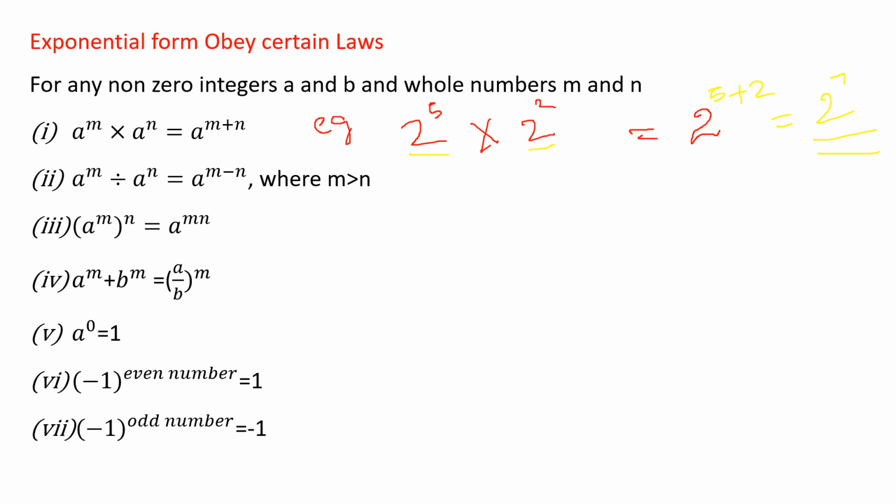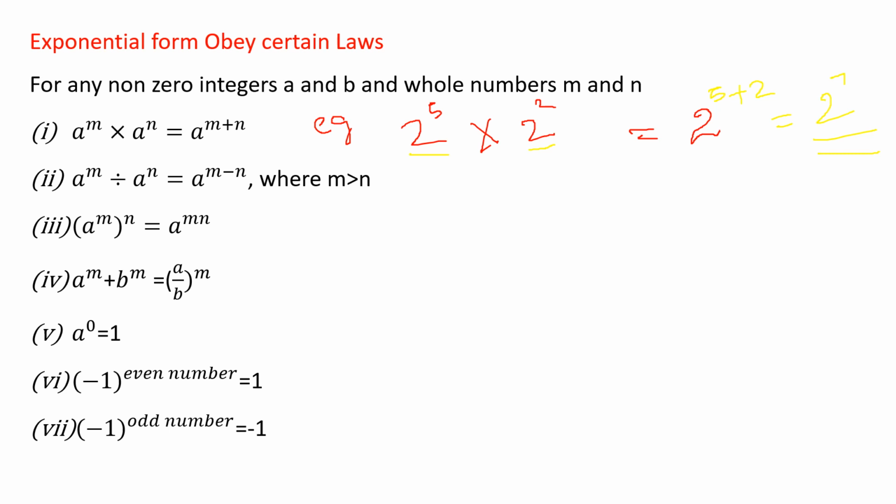A power m into A power n is equal to A power m plus n. That is the first formula, with the example I have explained. Now can you understand? If I am writing 2 power 5 into 2 power 2, then I will write the integer there. Both places you have 2 common. So write 2 there. And for the power, what is the formula? M plus n. So 5 plus 2.